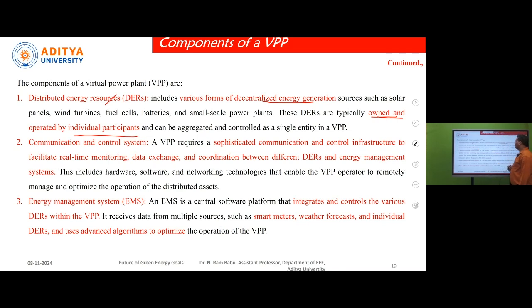Next one is communication and control system. With the help of IoT or ICT technology, that means sophisticated communication technology, a real-time monitoring of data exchange will be taking place among different DERs and energy management systems. The third one is energy management systems. So energy management system is a central software platform that is used to integrate DERs with VPP, and they can work with smart meters, weather forecasting, and uses advanced optimization algorithms to optimize the operation of virtual power plants.